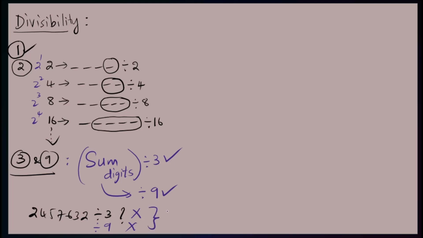Then comes the concept of remainder. When the number is not divisible by 3, what is the remainder? I already told you the sum is 29. When 29 is divided by 3, what is the remainder? 3 nines are 27, so the remainder is 2. Similarly, when 29 is divided by 9, 9 twos are 18, 9 threes are 27, so the remainder here is also 2. So using the rules of divisibility, you can find whether a number is divisible by a particular number or not, and if not, you can also find the remainder. If it is divisible, you know that the remainder is 0, right?